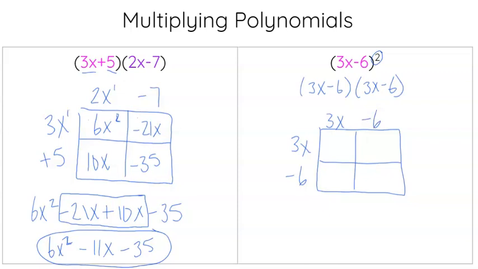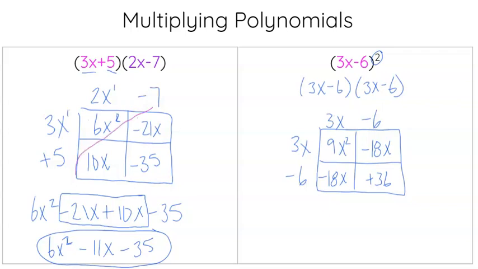So 3x times 3x is 9x squared, because x times x, there's 2 x's, x squared. Then we do negative 6 times 3x, which is negative 18x. 3x times negative 6 is again negative 18x. And then negative 6 times negative 6 is positive 36. Now we can combine our like terms as we did over in the first problem before we even leave the box.